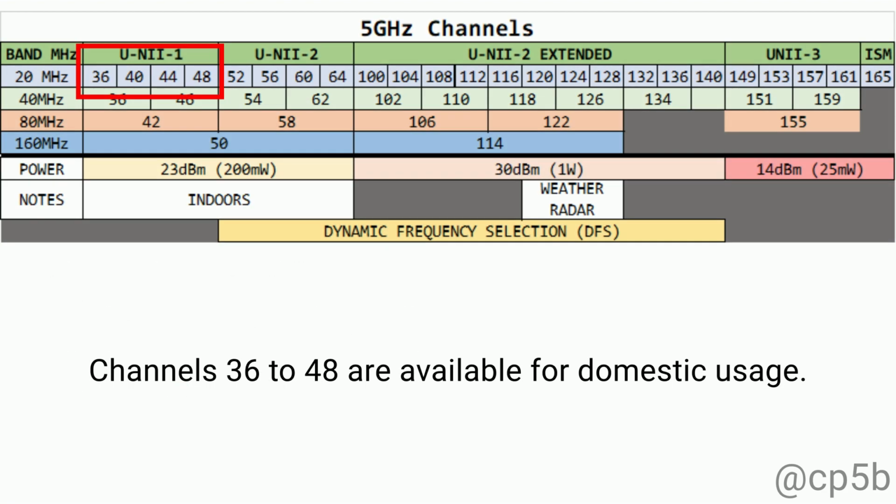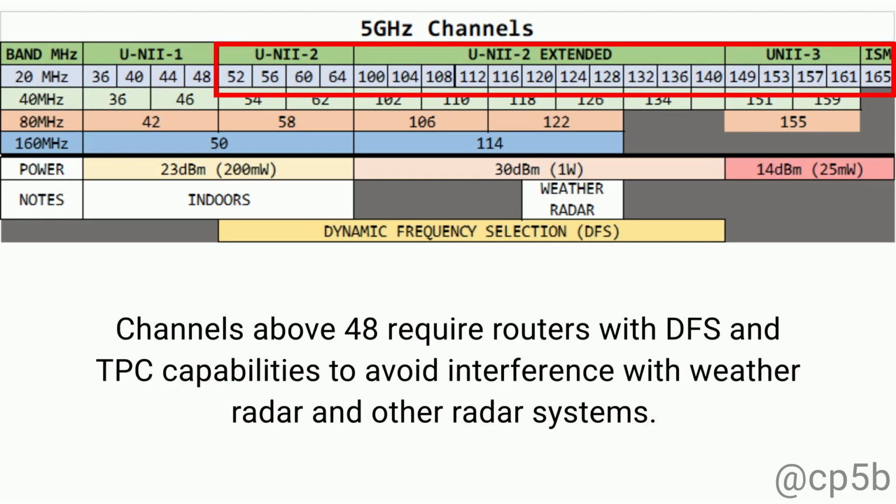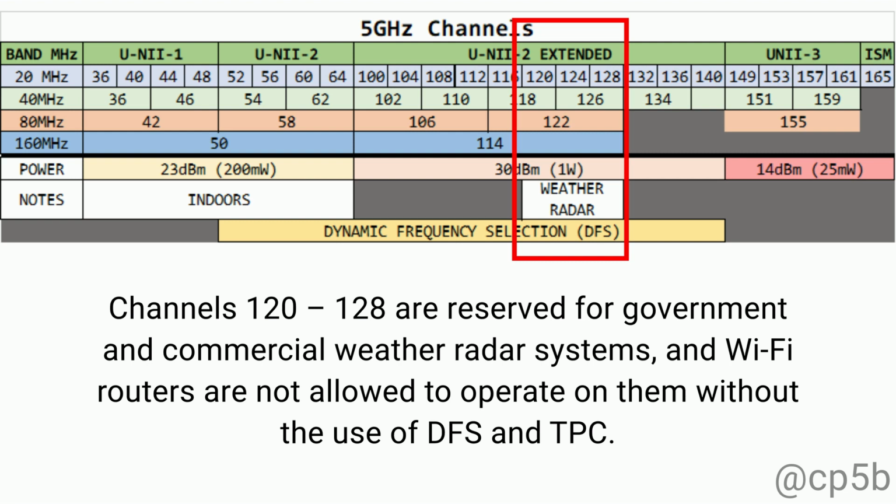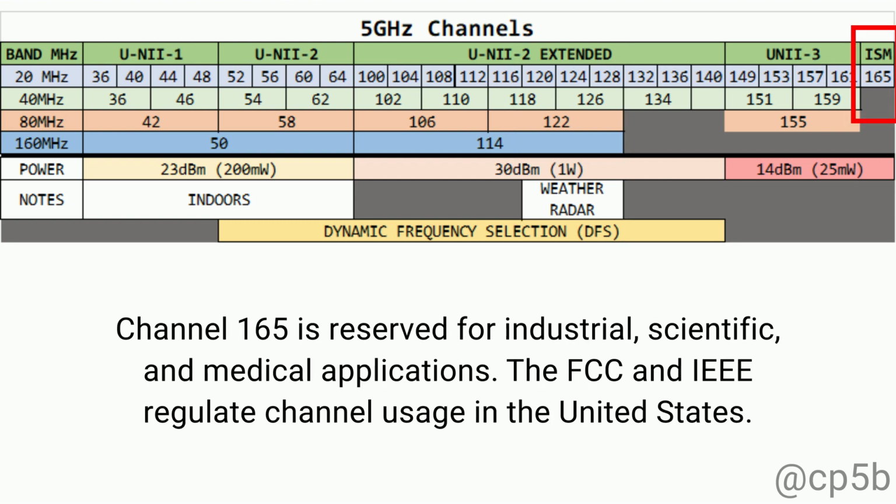Channels 36 to 48 are available for domestic usage. Channels above 48 require routers with DFS and TPC capabilities to avoid interference with weather radar and other radar systems. Channels 120 to 128 are reserved for government and commercial weather radar systems, and Wi-Fi routers are not allowed to operate on them without the use of DFS and TPC. Channel 165 is reserved for industrial, scientific, and medical applications.